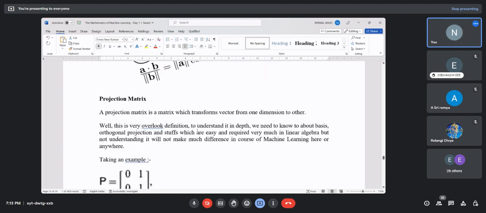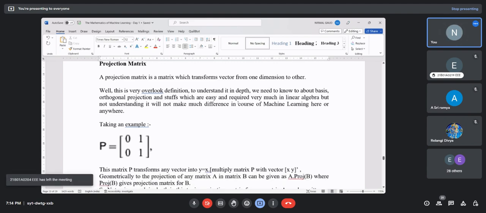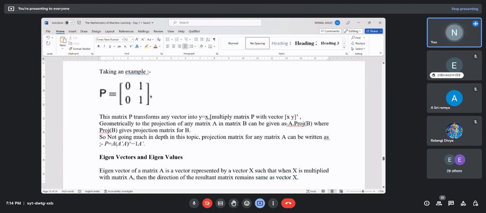A projection matrix is a matrix which transforms a vector from one dimension to another dimension. To understand this definition, we need to know about the basis of orthogonal projection, which is easy and required very much in linear algebra. So, just take an example: P equal to 0, 1, 0, 1. This is the matrix. Now, this matrix P transforms any vector, y equal to Px. That means multiplying P with vector x, it can transform it.